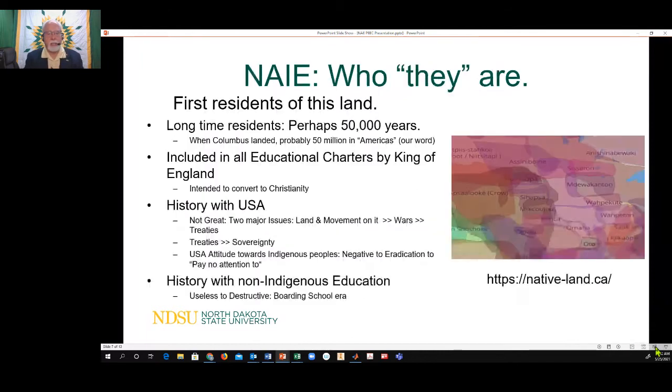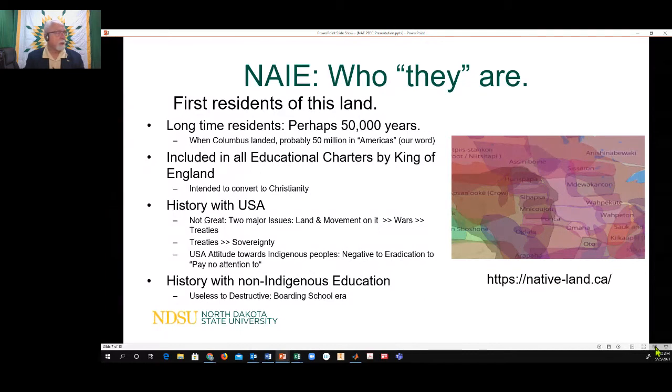And so who are they? Well, they're the first residents of this land. Perhaps 50,000 years before we ever stepped foot on it, there were peoples here. And as you can see from the map, there were a lot of peoples here, upward of about 50 million. It's kind of interesting in all the educational charters put forward by the King of England, those supporting Dartmouth and Harvard and Columbia, all included Native Americans in the education.